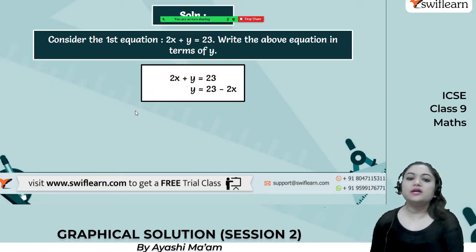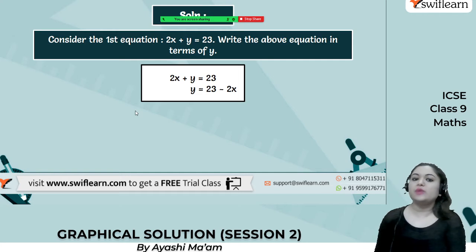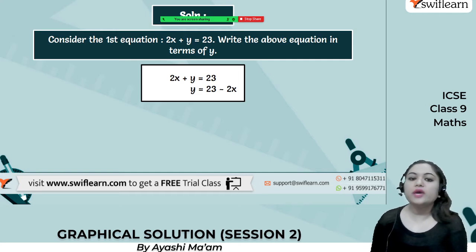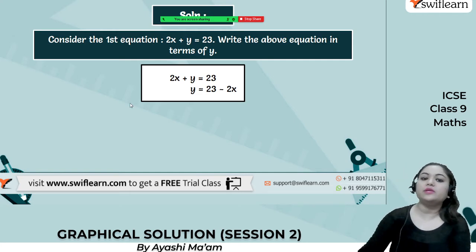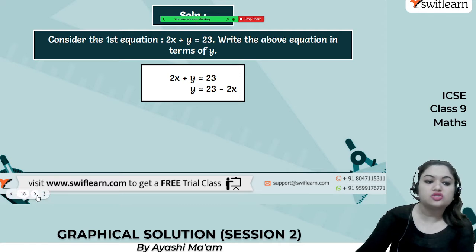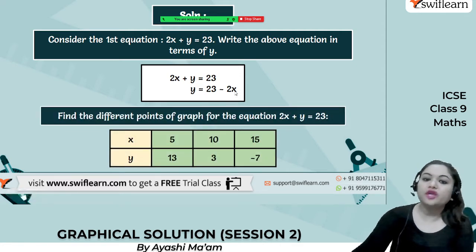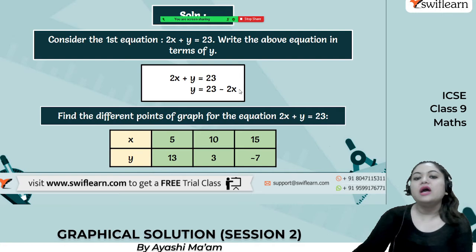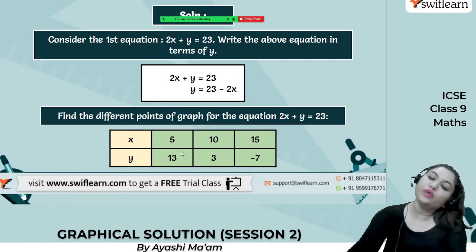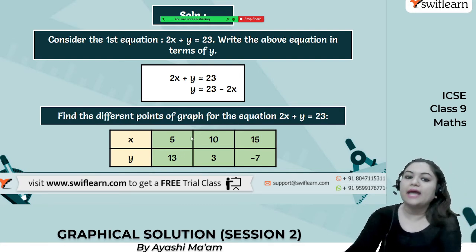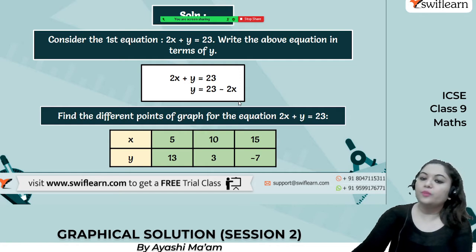Now let us consider the first equation, expressed in terms of y. So 2x plus y is equal to 23. That means y equals 23 minus 2x, right? Then they have taken different points. So when x is equal to 5, substitute the value. You know how to do it. I have done this multiple times to show it to you. Okay, so please try it.